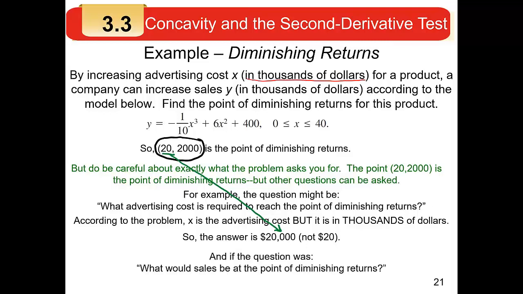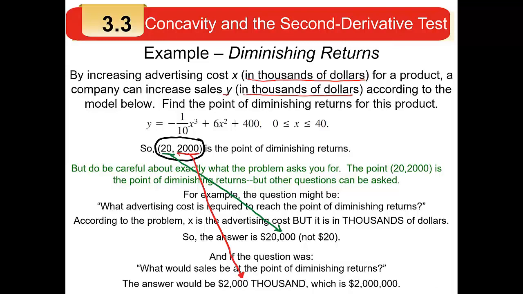Similarly, they might ask, what would the sales be at the point of diminishing returns? Well, remember, the sales are the y, and they're also measured in thousands. So the answer is not 2,000, it's 2,000,000, which is 2 million. In other words, add 3 more zeros. So just be careful when you're doing these problems to, first of all, know exactly what question you're answering, and also if there's a units issue, make sure you deal with that as well.